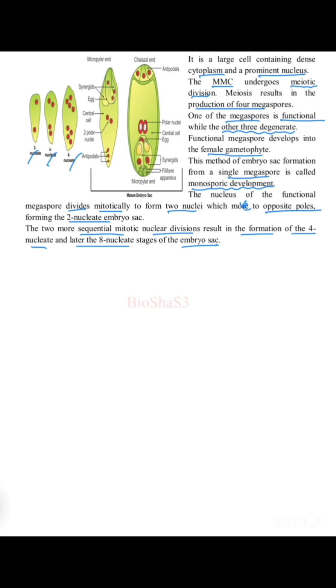Then you can see the differentiation of the cells. You can see there is a formation, at the micropylar end, of the egg apparatus, and at the chalazal pole you can see the formation of 3 antipodals.